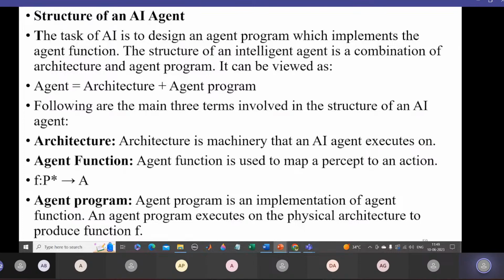Architecture means it's the machinery where we are going to execute it. Agent function maps what you perceive into the action. And agent program is how you are going to implement the agent function, that is, how the agent program executes on the architecture to produce that function.